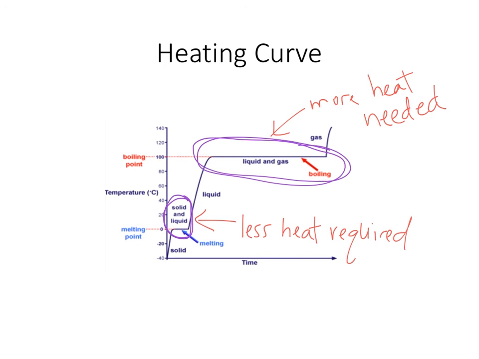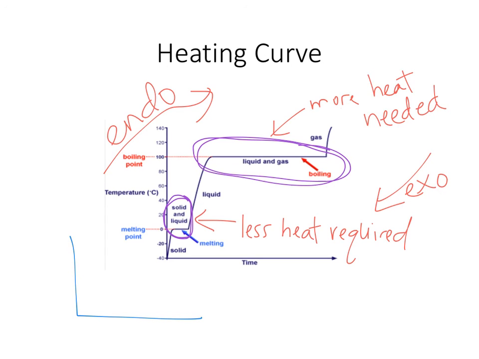Going up the curve requires energy, so boiling is endothermic. Going down the curve releases energy, so freezing is exothermic. Going up is endo, going down is exo. And we could also have a cooling curve, which is the same thing as a heating curve, just written backwards, where we have a gas that's cooling, and then we have condensing. Then we have a liquid that's cooling, and we have freezing, and then we have a solid that's cooling. So you could do the same thing with a cooling curve and not just a heating curve.